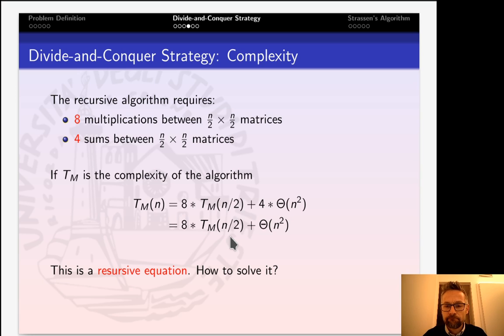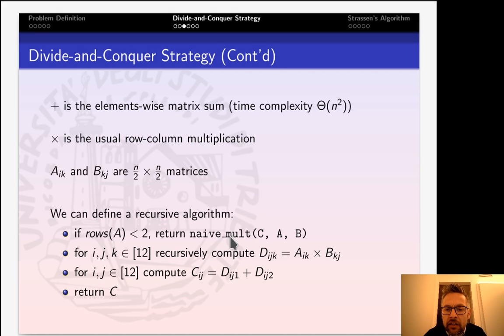Let me see here. Someone is asking me something about square parentheses between 1 and 2. I think he's talking about these two equations, and probably he is correct. Yeah, here we need a comma between 1 and 2. I think this is the question.